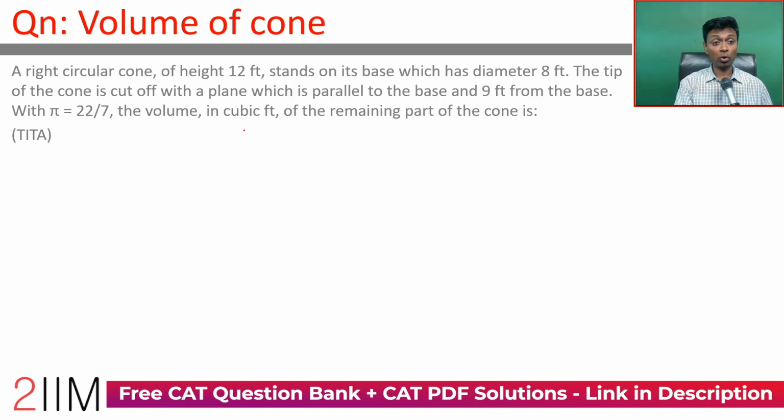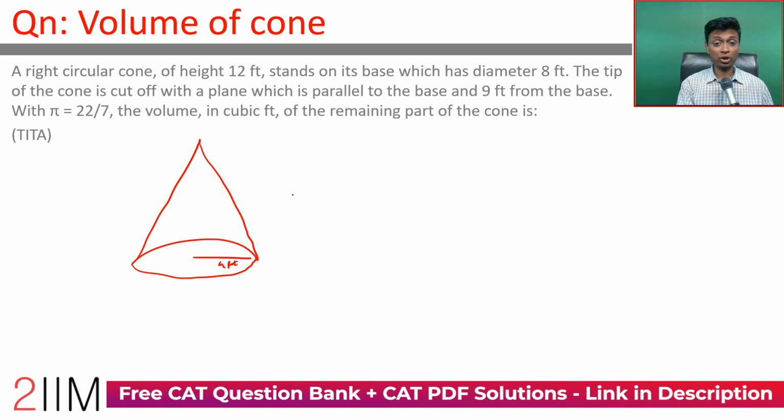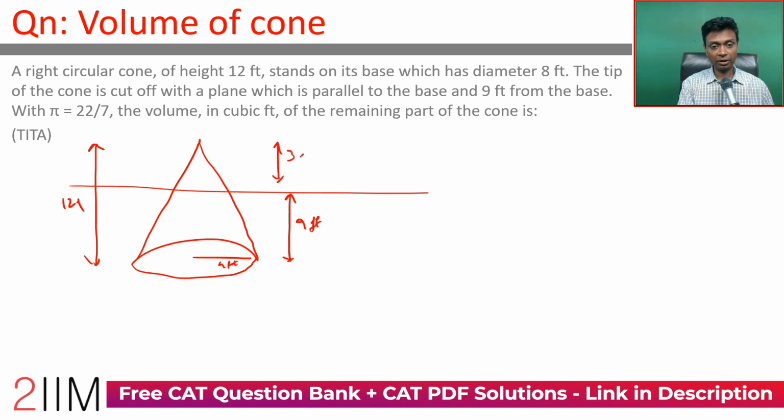A right circular cone of height 12 feet stands on its base, which has a diameter of 8 foot. So diameter of 8 feet, radius of 4 feet, height of 12 feet. The tip of the cone is cut off with a plane which is parallel to the base and 9 feet from the base. So the overall height is 12 feet. 9 feet from it, we cut off one layer. Right? So the remaining would be 3 feet.